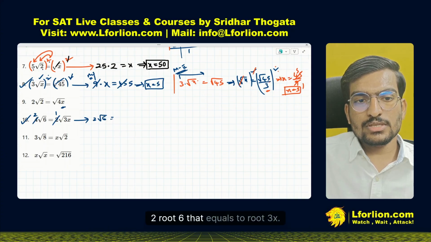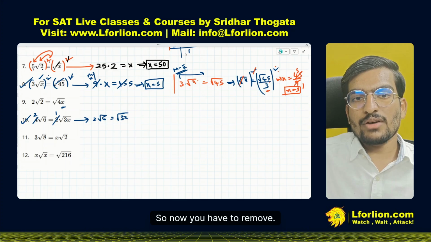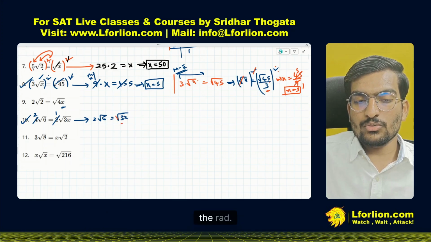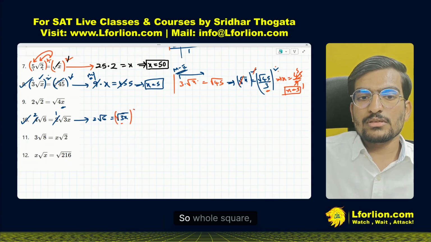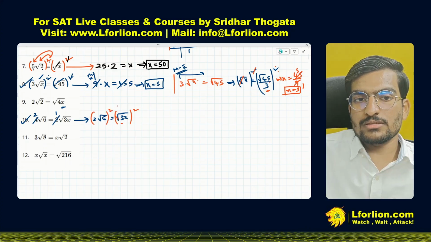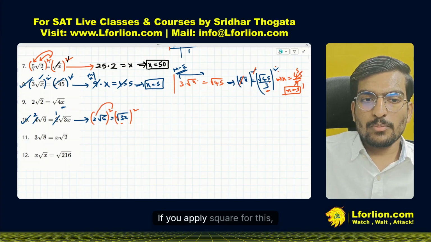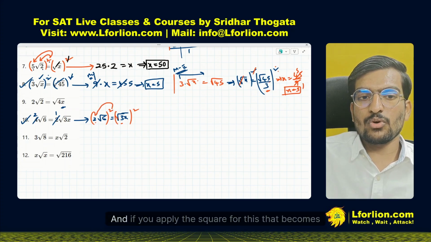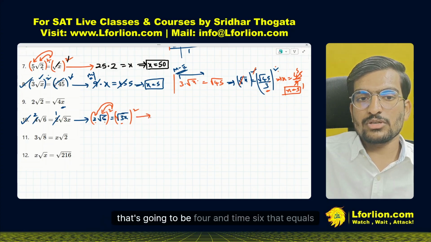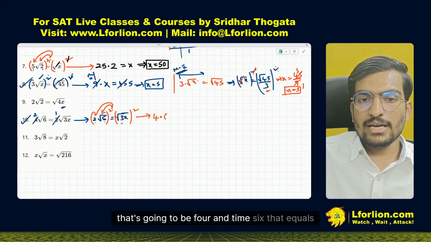So what do you have? 2 root 6 equals root 3x. Now you can't directly remove 3. First you have to remove the under root, or the rad. How to remove this? Whole square. Apply whole square on both sides. Then what happens? If you apply square for this, this becomes 4. And if you apply the square for this, that becomes 6. That's going to be 4 times 6.